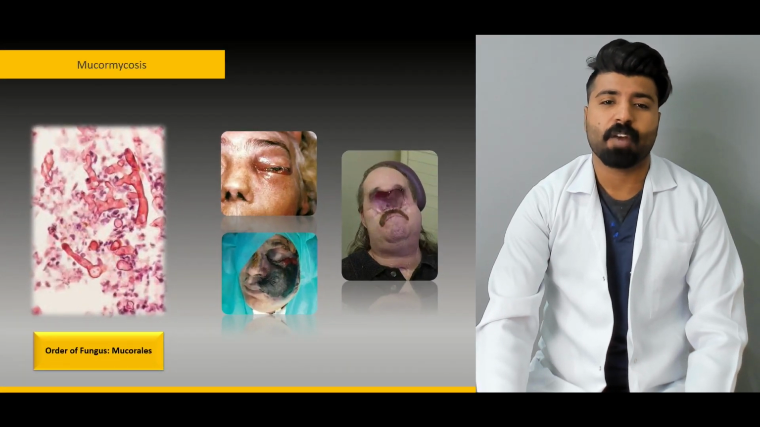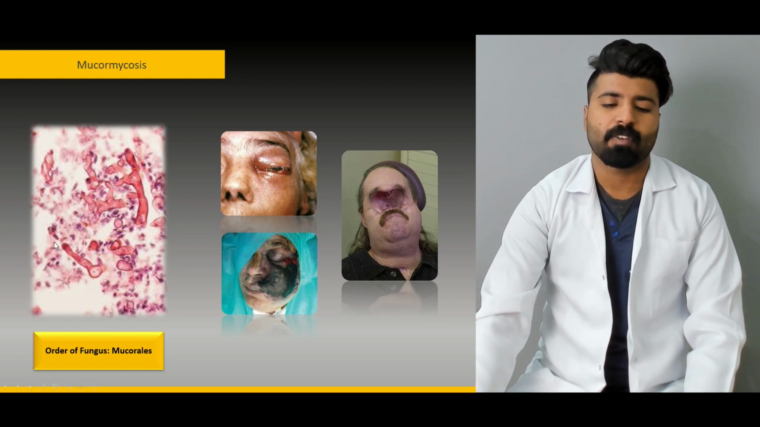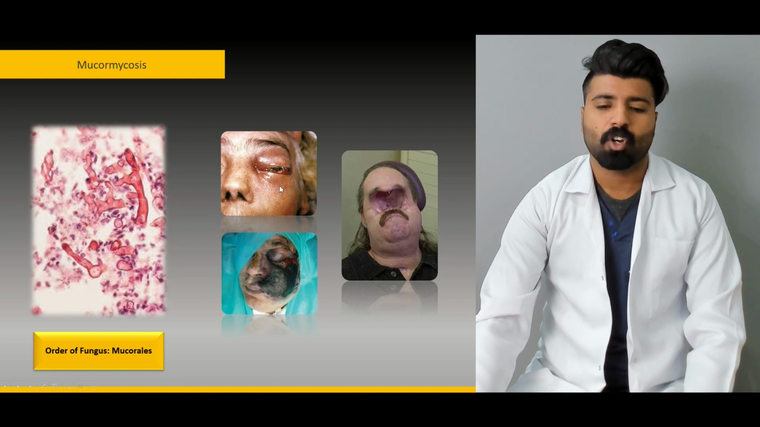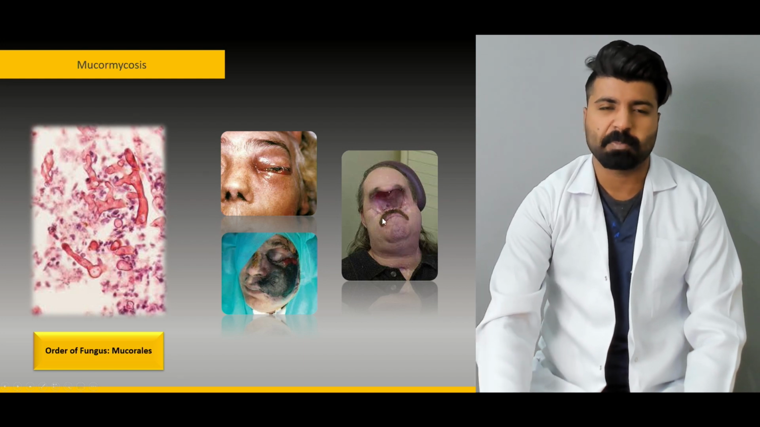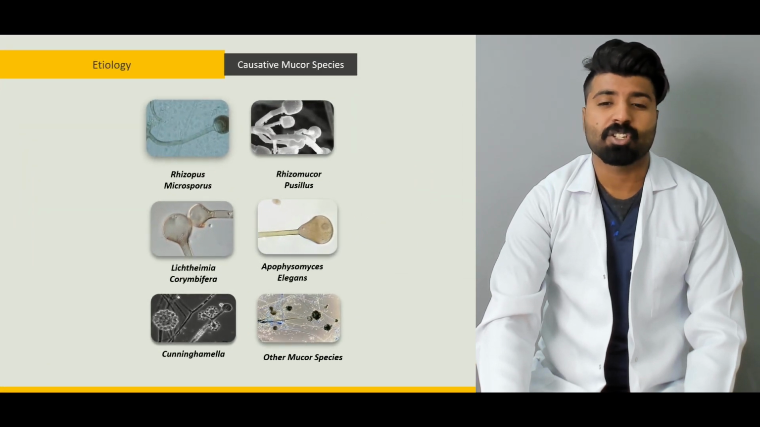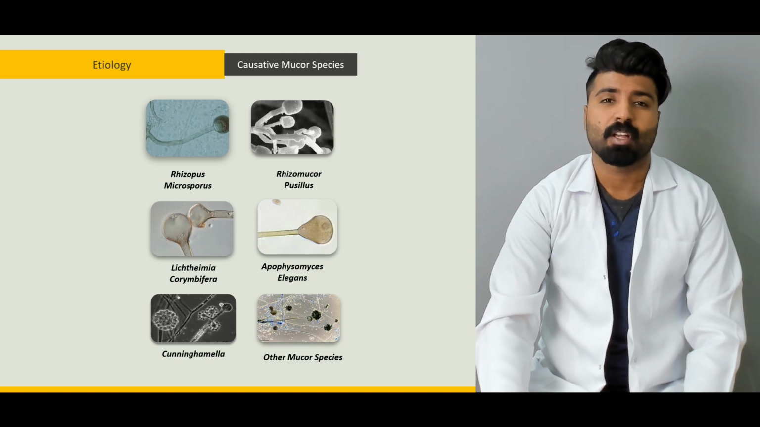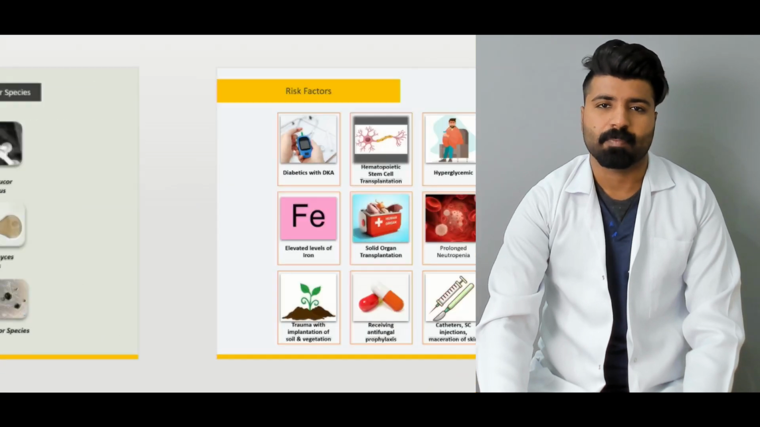First of all, we'll start with what mucormycosis is and what causes it. We're going to talk about this order of fungus called Mucorales, and the different clinical manifestations it presents with. Next, we'll talk about the etiology of this pathology, the different Mucor species which cause it, and under what circumstances.